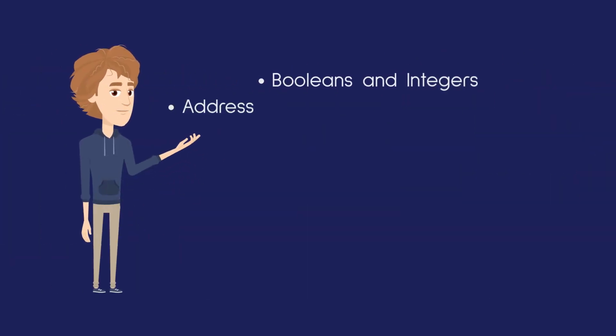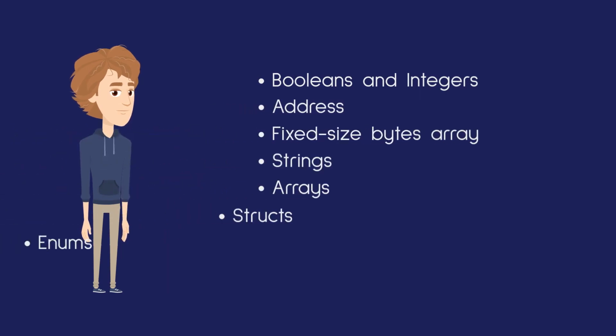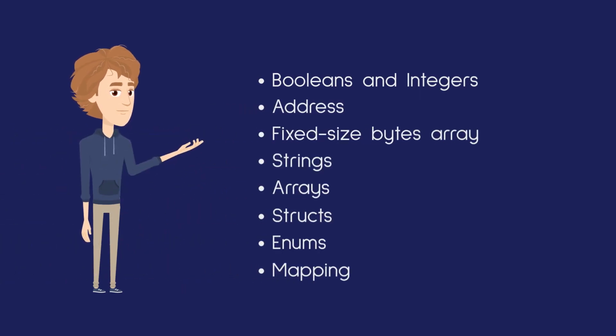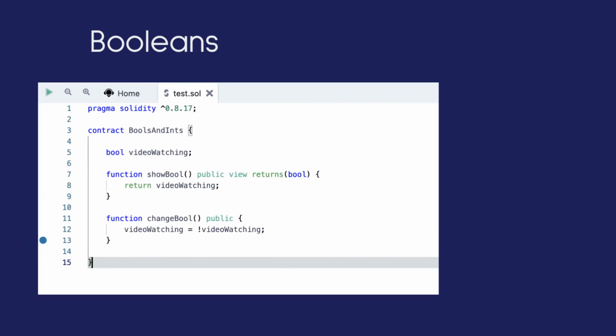Today, I would like to talk about the types in Solidity. We will cover booleans and integers, addresses, fixed size arrays, strings and much more. Let's start with booleans. Just as in any other language, boolean can be either true or false.